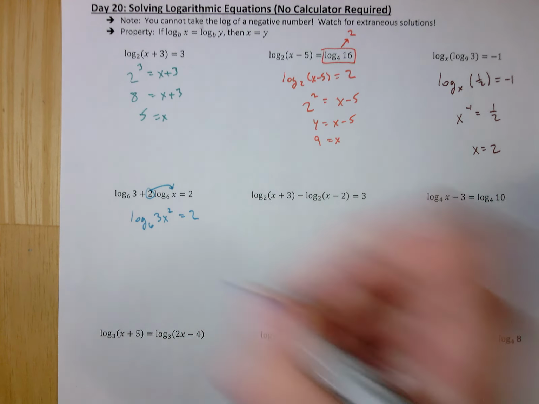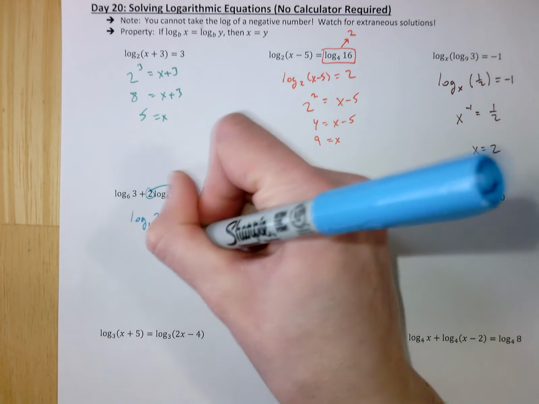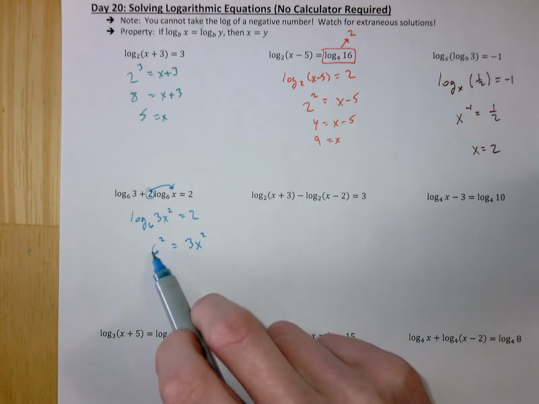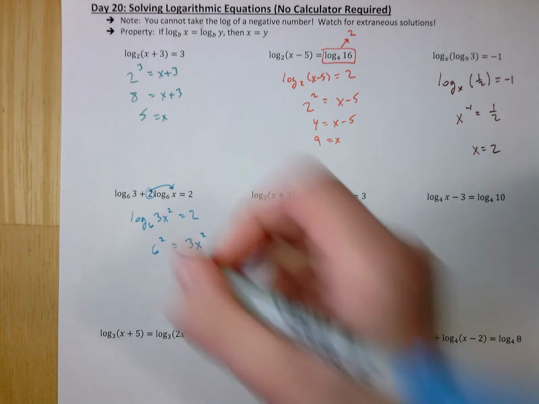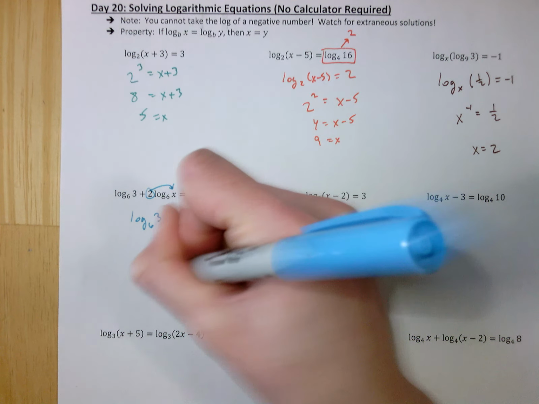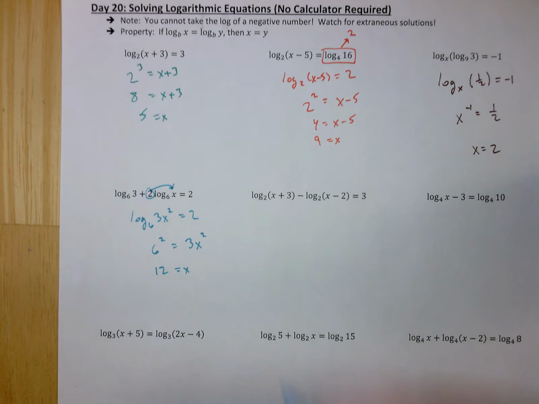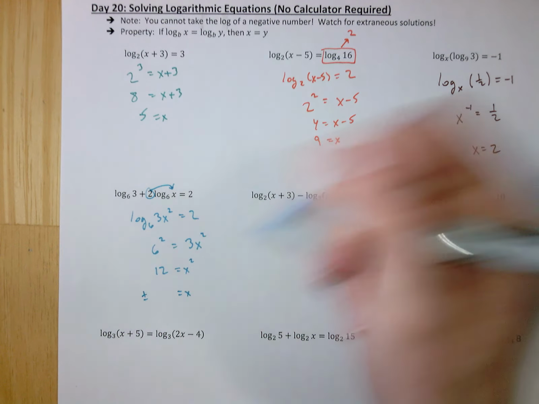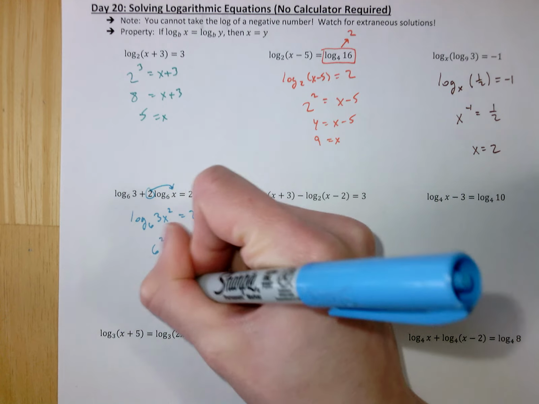And now I can convert and solve. So I'm going to get 6 squared equals 3x squared. That's 36. And I'm going to divide both sides by 3. So 36 divided by 3 is 12. And then I'm going to square root both sides. So I'm going to get positive and negative, and that's going to simplify to 2 square root of 3.